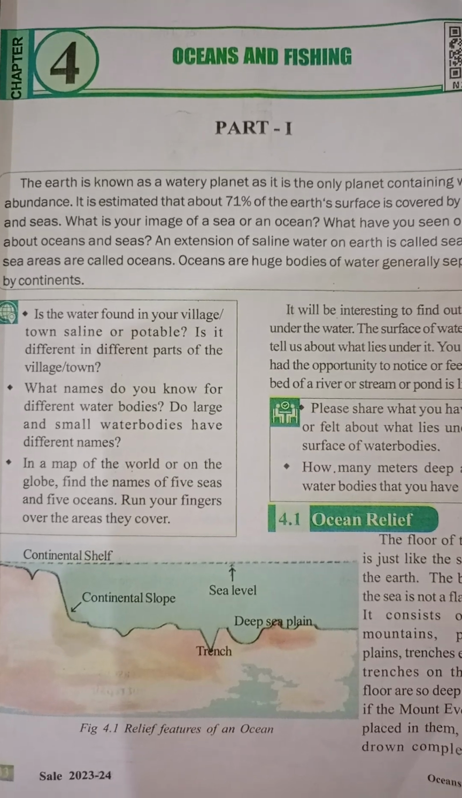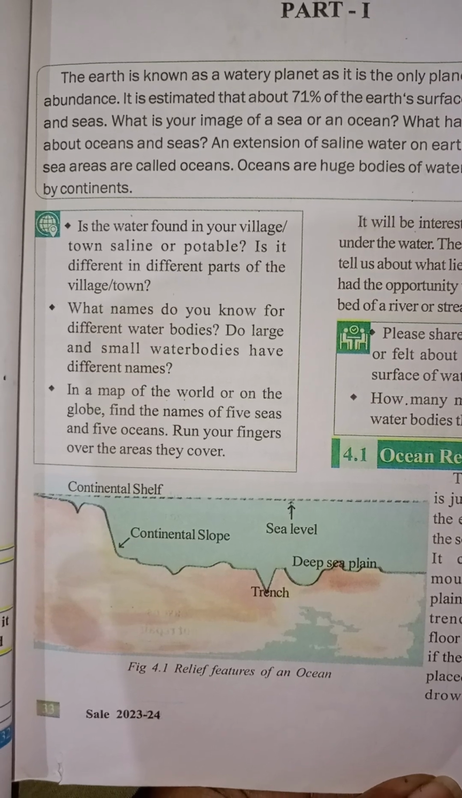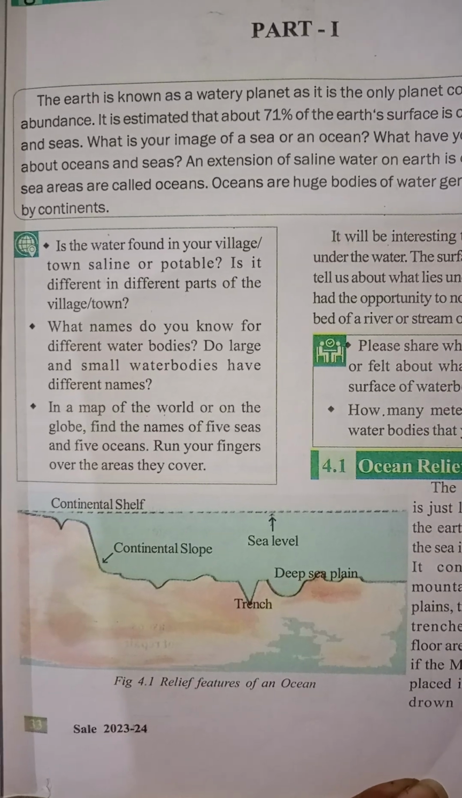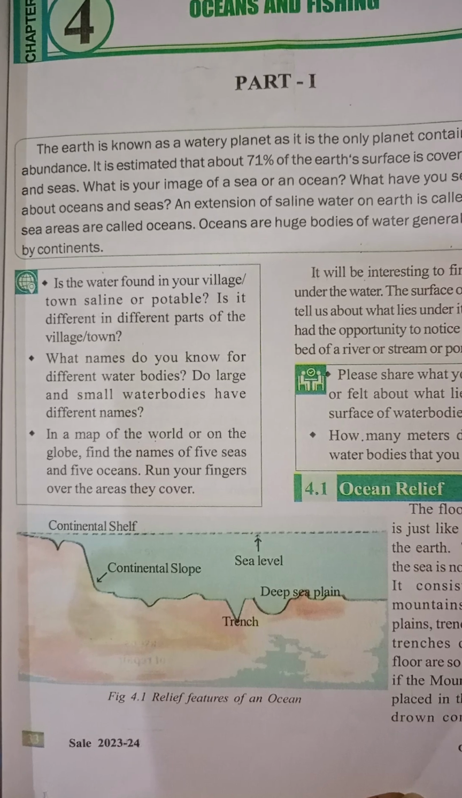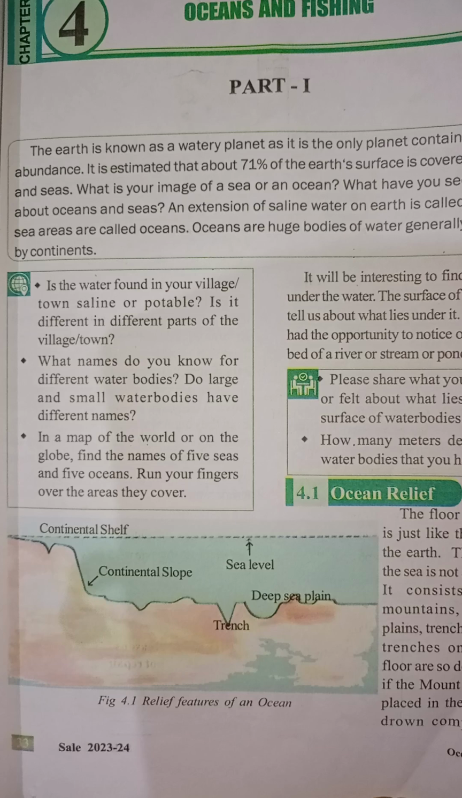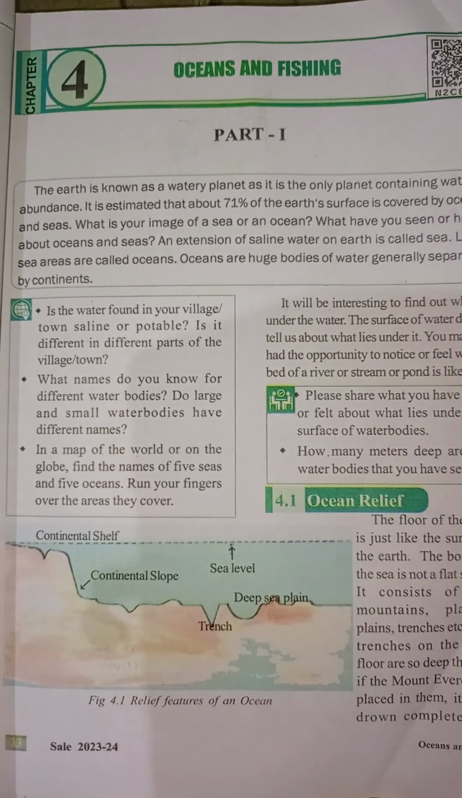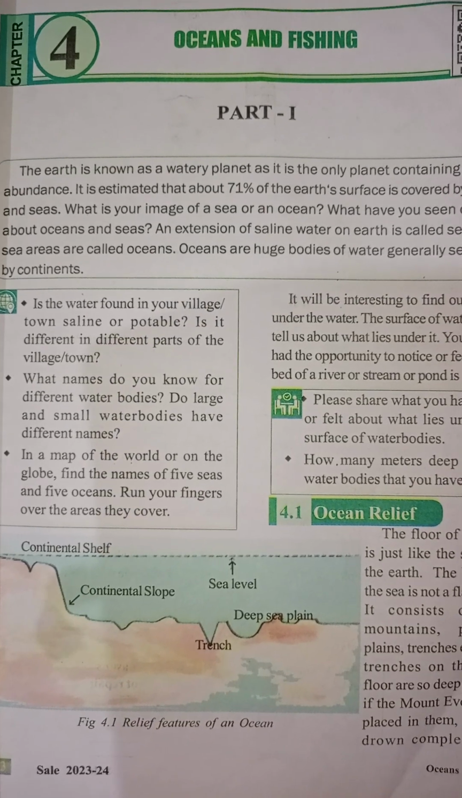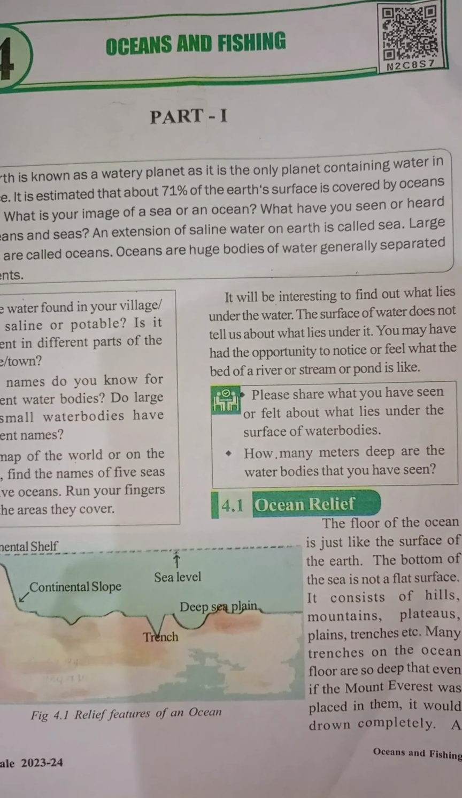When we see this image, we can understand that different types of relief features are located in the ocean. We do not go and travel under the seas. Only a few people with oxygen can go and swim in the oceans. So what they found is, oceans also contain large mountains, plateaus and trenches, plains, etc.